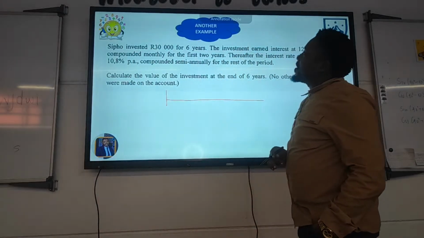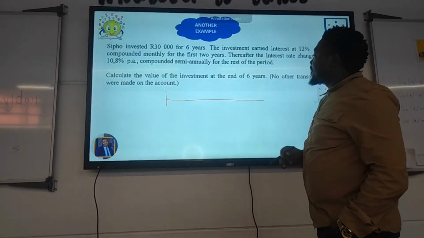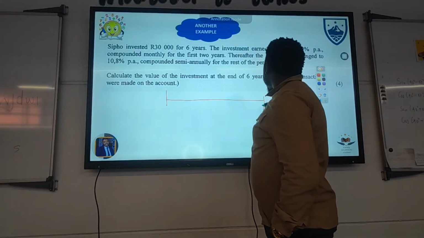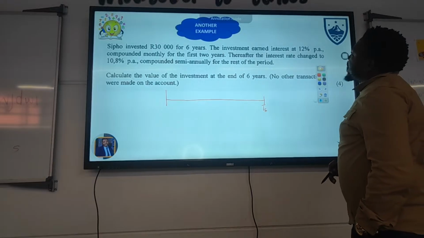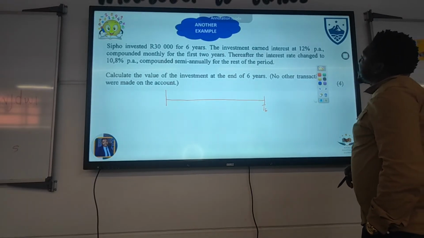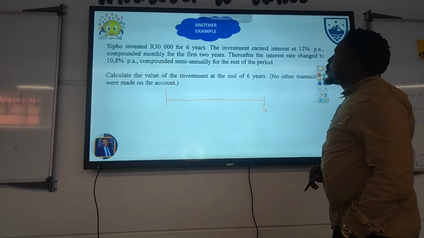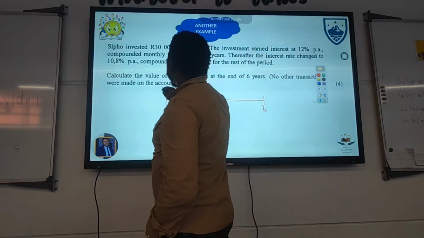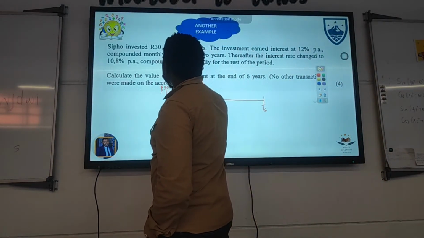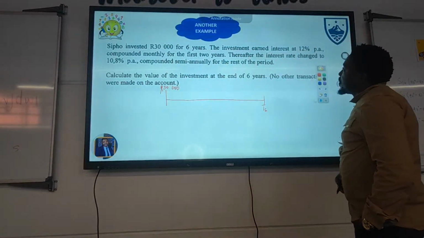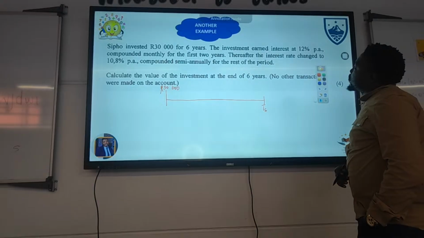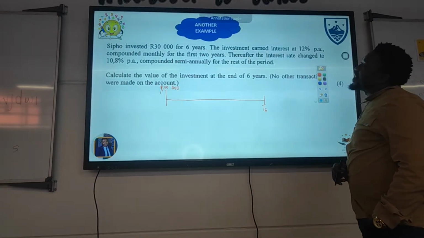So we have Sipho invested 80,000 for 6 years. So I think our timeline will take 6 years. So the investment and interest at 12% per annum. So initially, Sipho has actually invested 80,000 into the account. The investment and an interest of 12% per annum compounded monthly for the first 2 years.